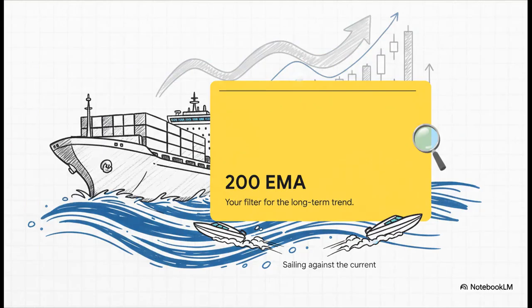And next, we have its bigger, much slower cousin, the 200 EMA. This is the big one. This is our long-term trend filter. You know, if the 50 EMA is like a speedboat zipping around, the 200 EMA is like a giant cargo ship. It shows you the deep underlying current of the market. And listen, here's probably the most important rule of this whole thing. We never trade against this current. Ever. Why? Because trading with the big trend is the single easiest way to put the odds in your favor.